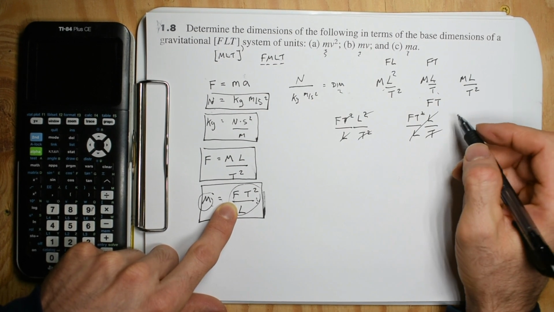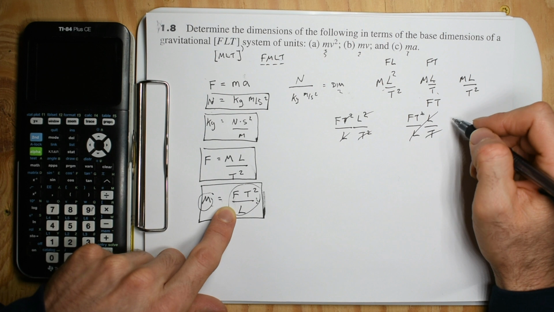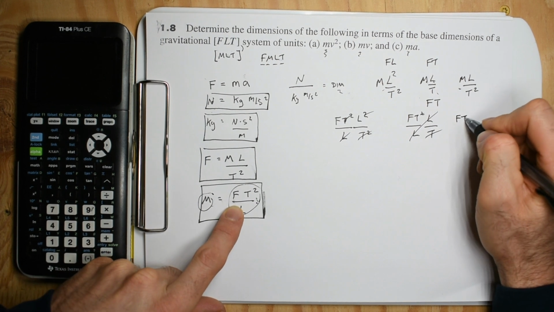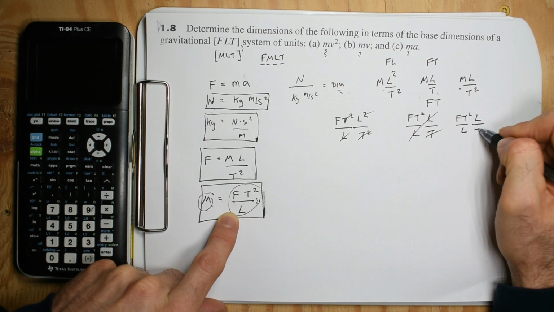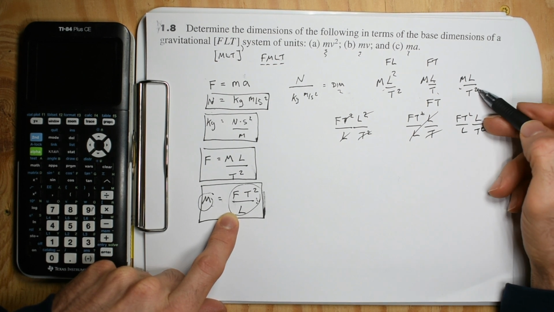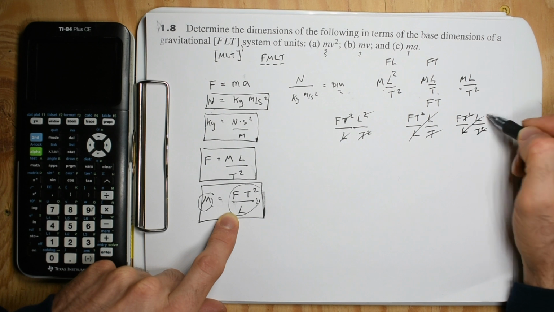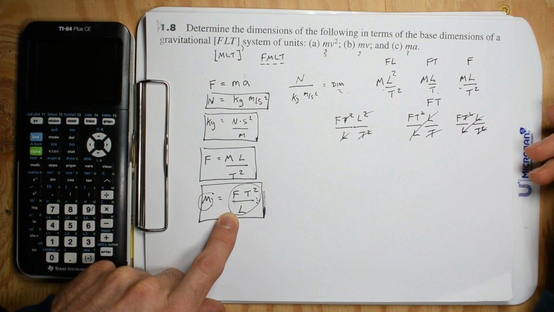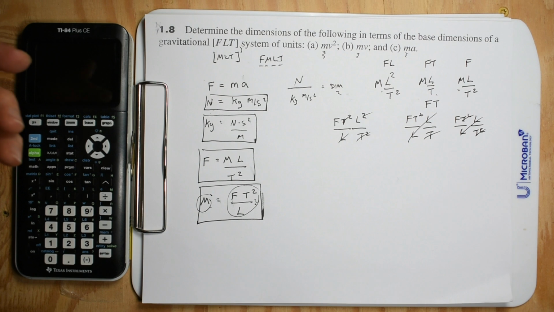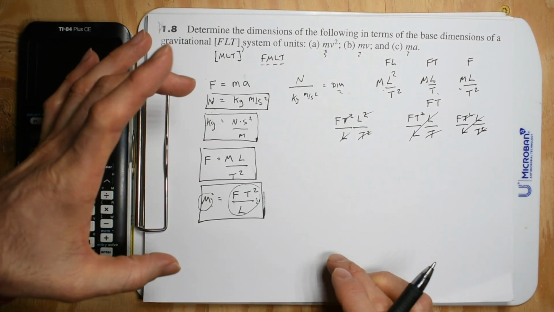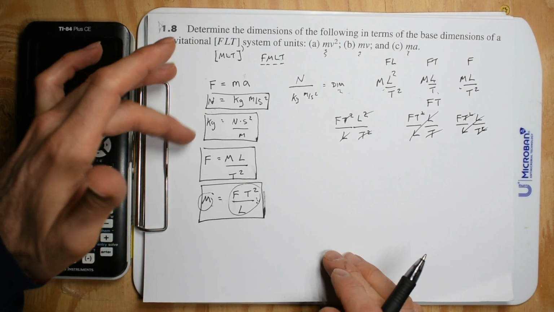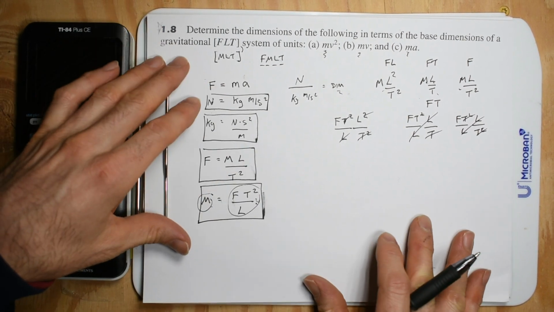Did I do that right at all? Yes, I did. And now this one you got FT squared over L and then times L over T squared. So your T's cancel and your L's cancel and you're just left with F. So you're done. So for any of these FLT, MLT problems, the bulk work is just to get these four equations and then it's kind of easy money.